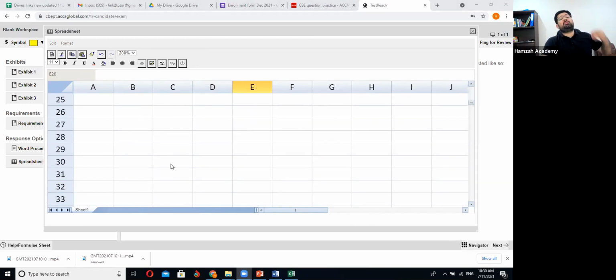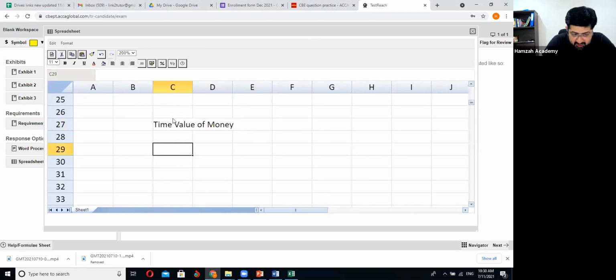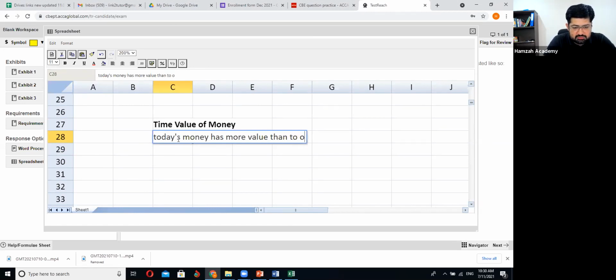Now, students, so payback period is also done. The next, we have to learn the concept of time value of money. What is time value of money? That today's money has more value than tomorrow's. Yes. Today's money has more value than tomorrow's.